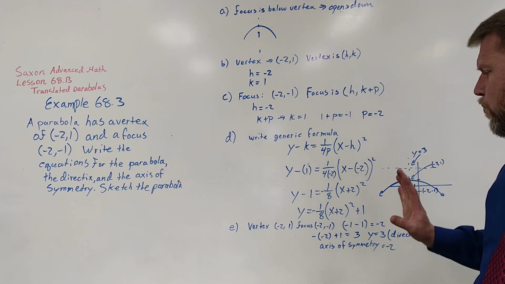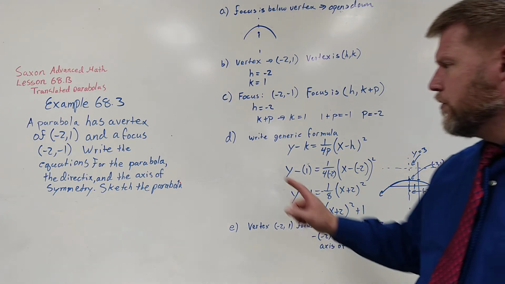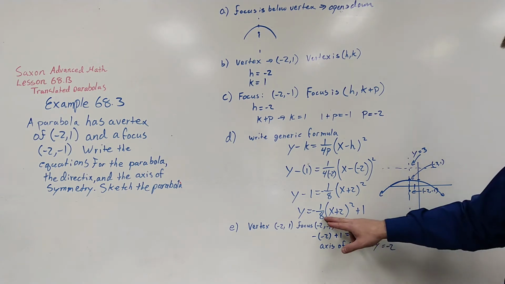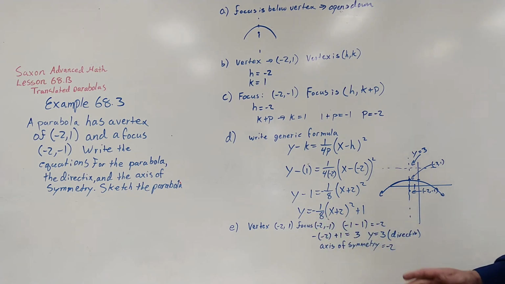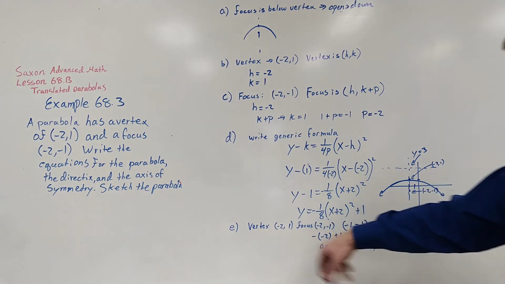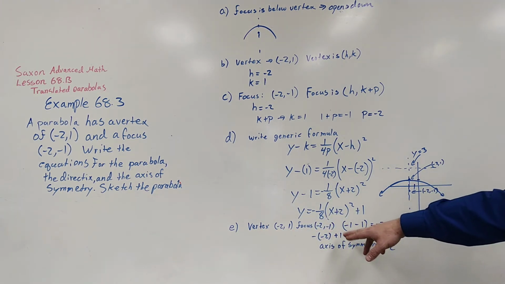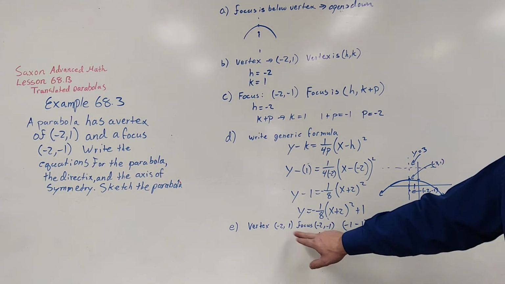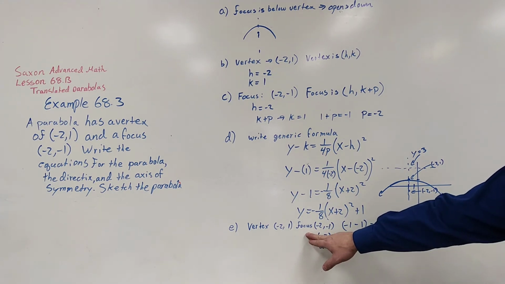Now, what do we know about this? We were already told the vertex, although I can see the vertex hiding in here, and we already know it's going to open downward. So we're ready to start graphing this. The vertex is at -2, 1. The focus is at -2, -1. And how did I get that? I skipped over this little section here. How did I know the focus?